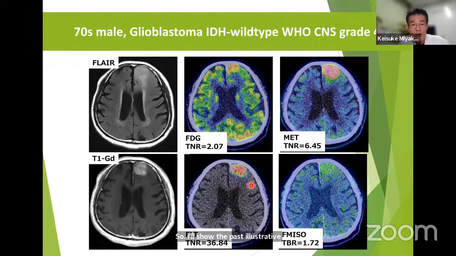This case was a glioblastoma identified in a male patient in his 70s, located in the left frontal lobe. The methionine tumor to normal ratio is 6.45, and the FLT tumor to normal ratio is 36.84, both indicating significantly elevated values.